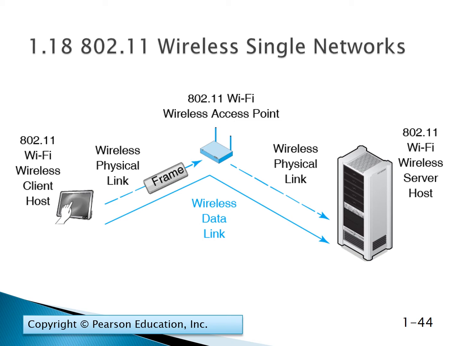And then it may also be connected to a Wi-Fi wireless server host. So when you are sending a message from this client host to the server host, again the wireless access point has to know how to forward your message, right? If you put an address there, what is the meaning of this address? What is the size of the frame that you can send? And so on. All these will be defined by the protocol of your data link layer.